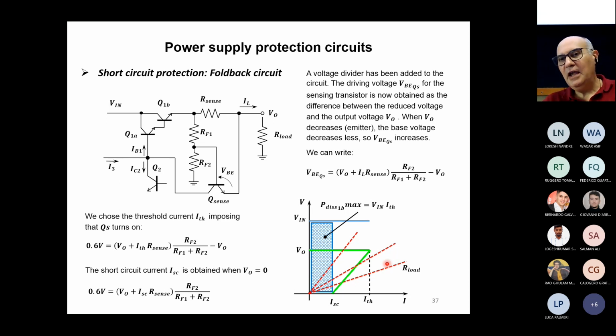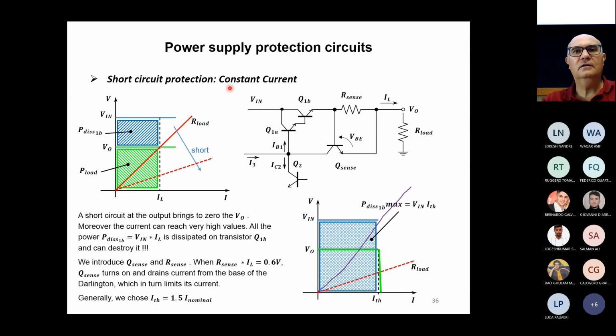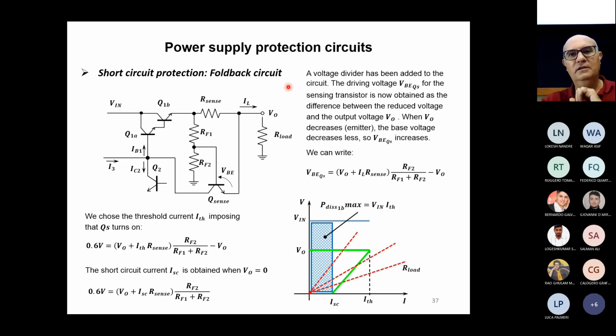This is a variation of that circuit. I just want to show you how it works, then we'll see how it is made, because now we are a bit tired, okay? This is a second short circuit protection that is called the fold-back circuit. The previous one was the constant current circuit. The second one is the fold-back circuit. What is a fold-back circuit?